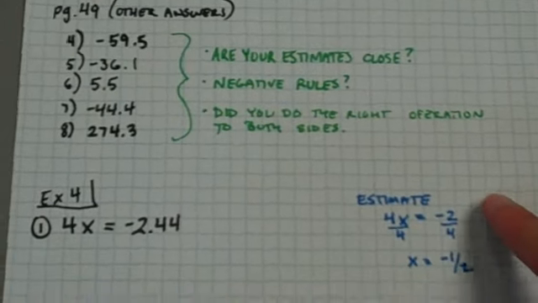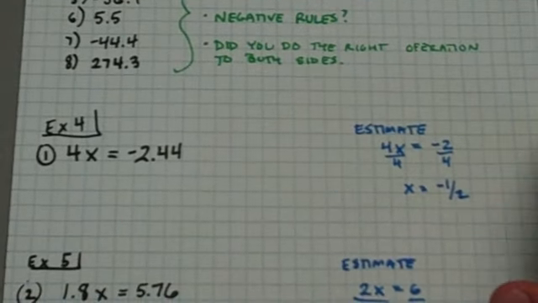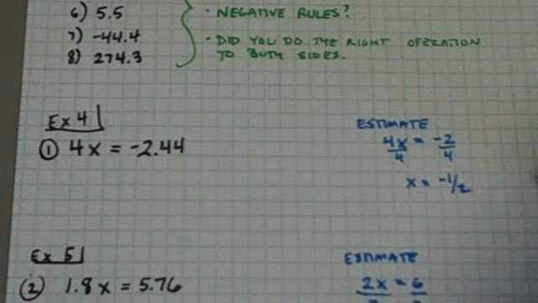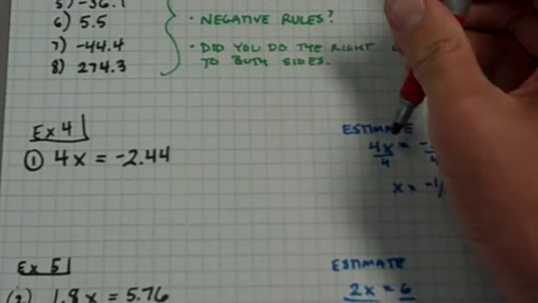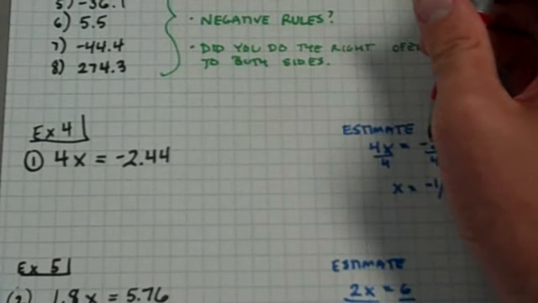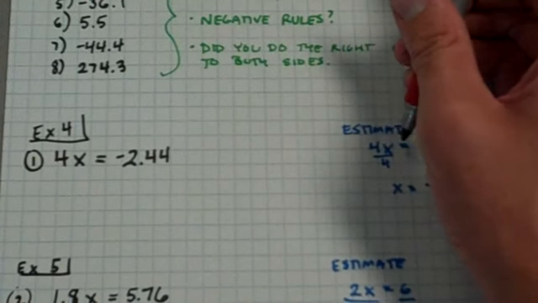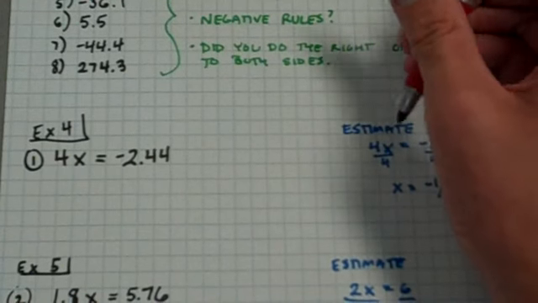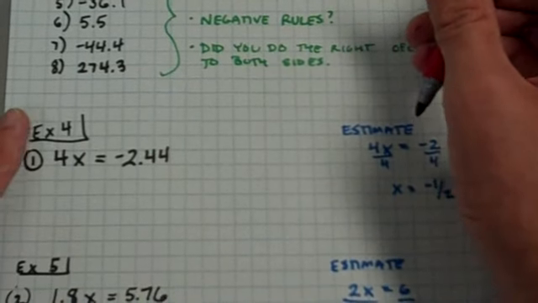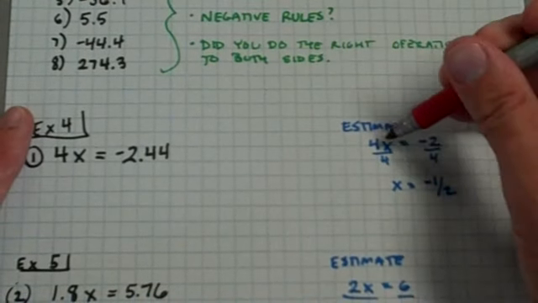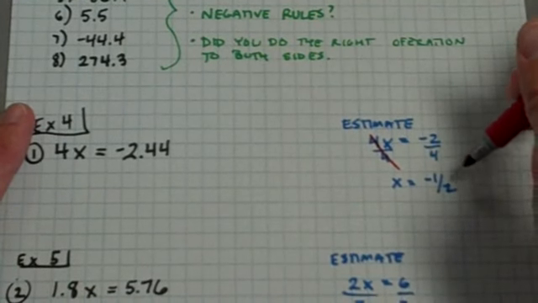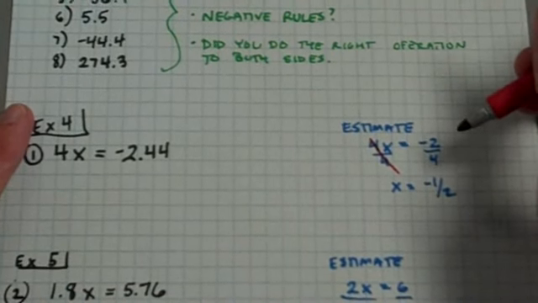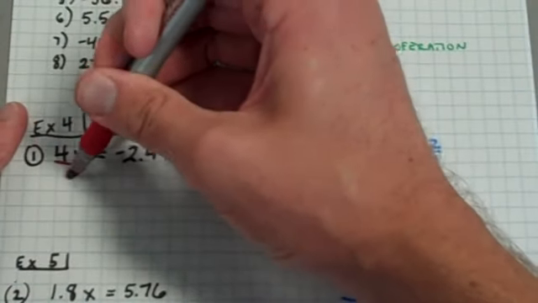Let's move on to solving with multiplication and division now. Okay, so we've got 4x equals negative 2.44, and I've written on my side of the page here my estimate. We have 4x equals negative 2. So I rounded there. 4x doesn't need to be rounded here, but negative 2 is close to negative 2.44, so that works. I divided both sides by 4. Negative 2 over 4 is the same as negative 1/2. So my answer should be close to negative 1/2. Let's do the real thing. Divide both sides by 4.